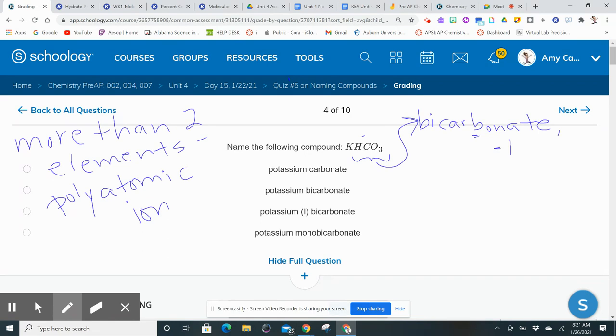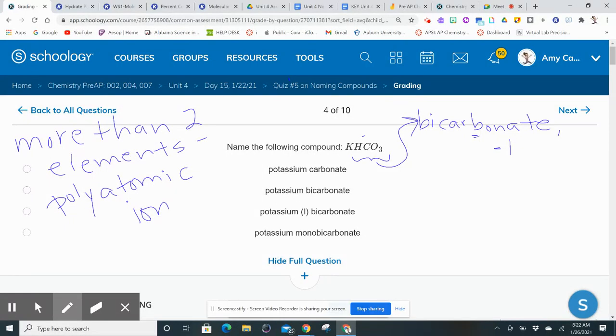Okay? So potassium, what charge does that have from the periodic table? Because again, you've got to refer back to the periodic table. I don't expect you to try and memorize all of these charges for all of these metals. That's too much. Learn how to use the periodic table.